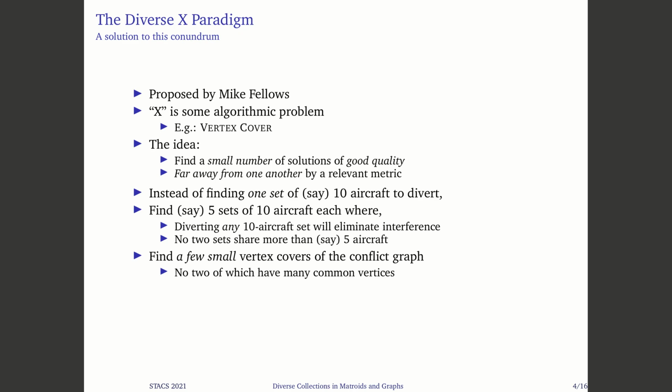So this corresponds to finding a few small vertex covers of the conflict graph where no two of these vertex covers have many common vertices. Such a collection of widely varying solutions would be much more useful to the air traffic controller to solve their problem. Now the challenge is, can we do this? Can we do this fast? How can we do this fast?